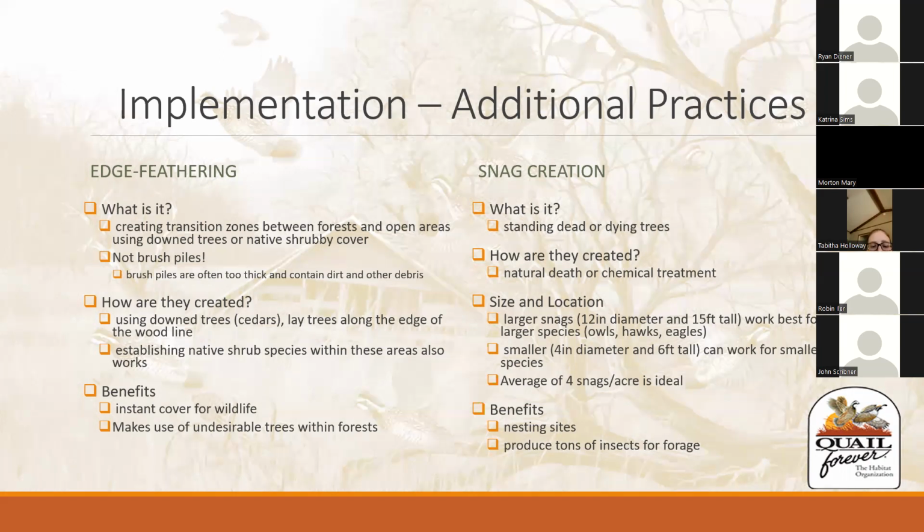And then some additional practices that we have, like the edge feathering I referred to earlier. It is essentially creating transition zones between forest and open areas using either down trees, like the cedar trees we talked about earlier, or even native shrubby cover. They are not brush piles. What we generally refer to as a brush pile is often too thick and contains a lot of dirt and other debris that essentially renders it useless for shrubby cover. Again, they're created by taking the down trees and laying them out along the edge of the woodline. I've got a picture here on the next slide.